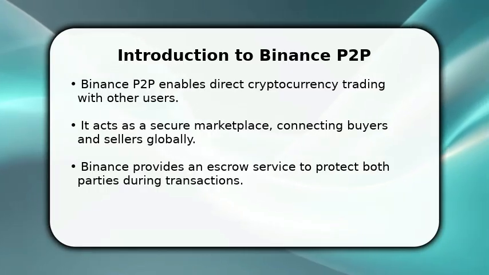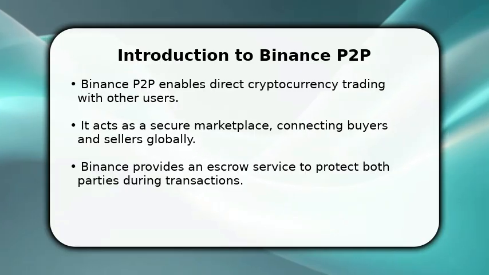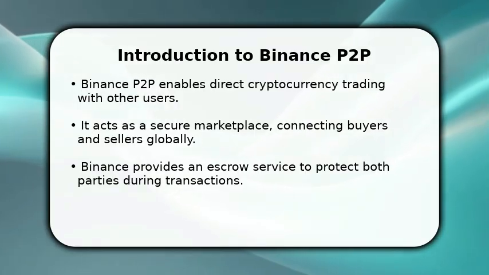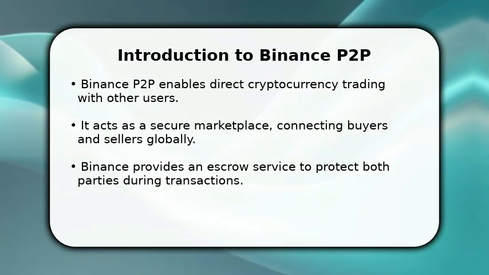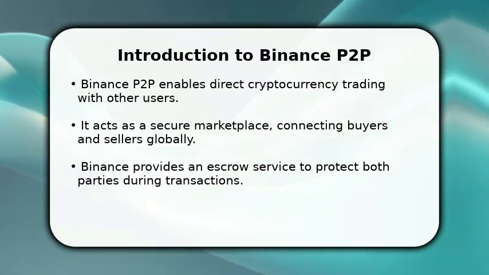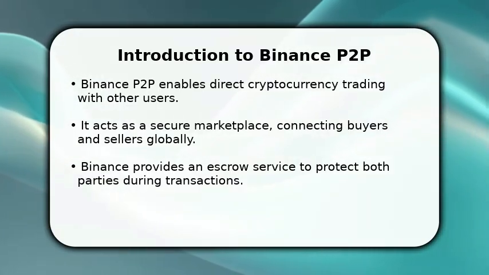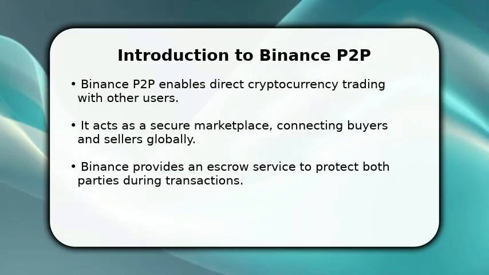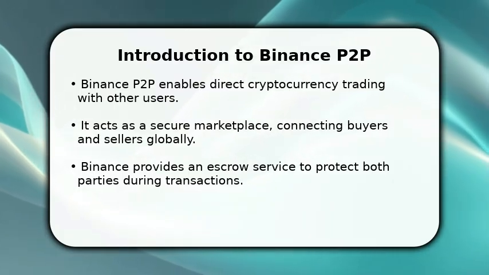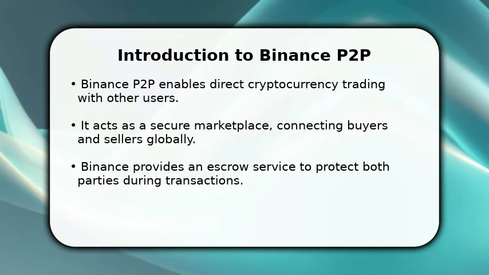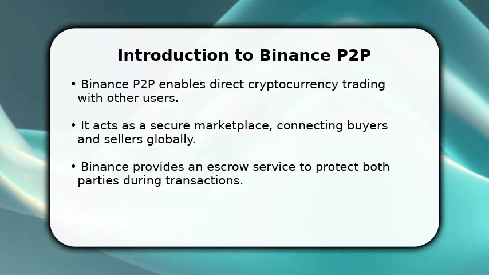In this video, I will explain how to set up P2P on Binance. Peer-to-peer, or P2P, trading allows you to buy and sell cryptocurrencies directly with other individuals, using your preferred local currency and payment methods. Binance acts as a trusted intermediary, holding the crypto in escrow to ensure secure transactions.